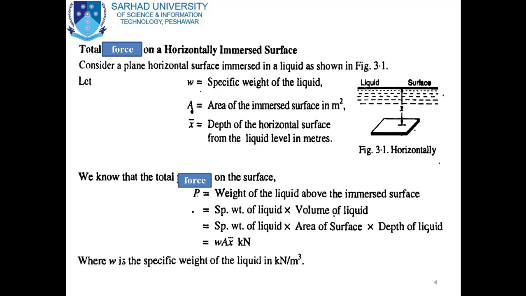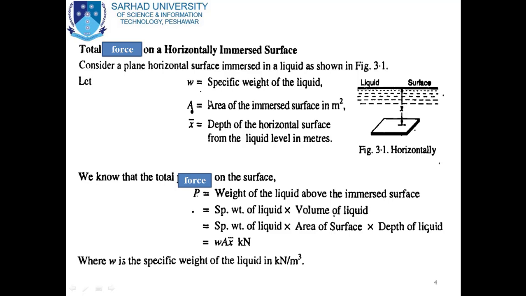First of all, we will study the total force on a horizontally immersed surface. For this, consider a plain horizontal surface immersed in a liquid as shown in figure 3.1. As you can see, a horizontal surface is immersed in a liquid. Let omega be the specific weight of the liquid in which the horizontal surface is immersed. The unit weight or the specific weight is denoted by omega.